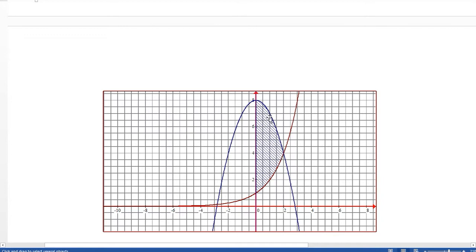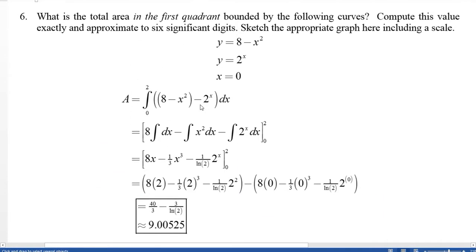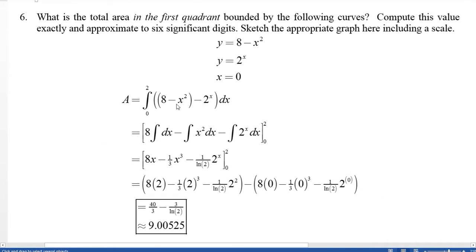Now, when we draw a vertical strip in, like this little part of the grid line right here, for example, it's top curve minus bottom curve. In this case, on the part that we're integrating, the top curve is the quadratic, and the bottom curve is the exponential. So it's top curve, 8 minus x squared, or in other words, y top minus y bottom. Y top is 8 minus x squared, minus y bottom, which is 2 to the x.